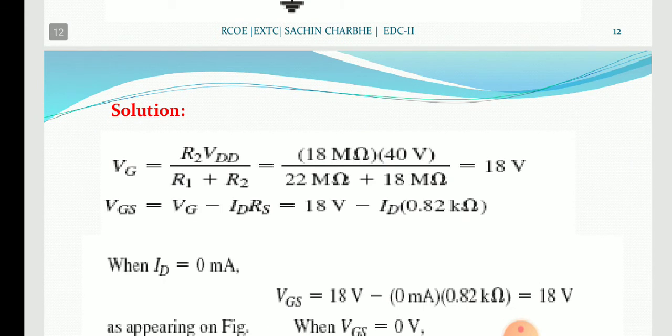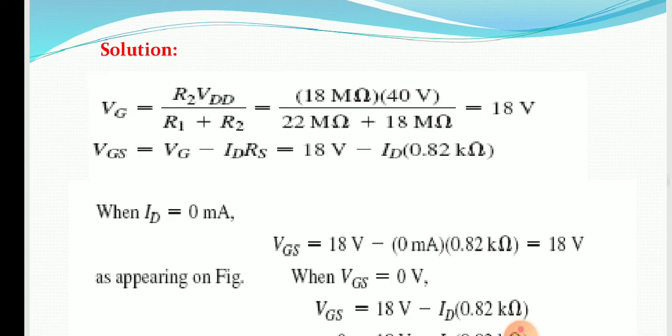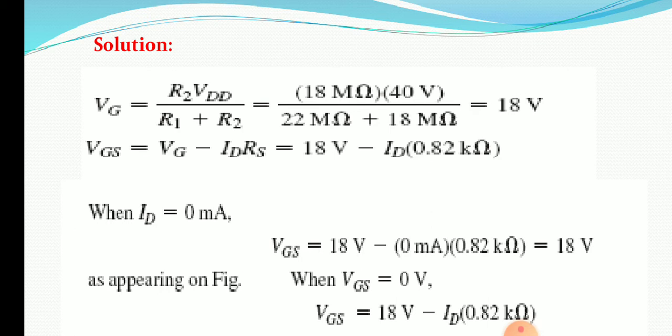Solution. Here first we have to calculate the gate voltage. So using the formula, R2 into VDD by R1 plus R2. After putting the value, you will get the gate voltage is 18 volt. Then VGS. If you know the VG, then we can calculate the VGS. VG minus IDRS. That is nothing but ISRS. We have to put ID instead of IS. So 18 volt minus ID into 0.82 kilo ohm.